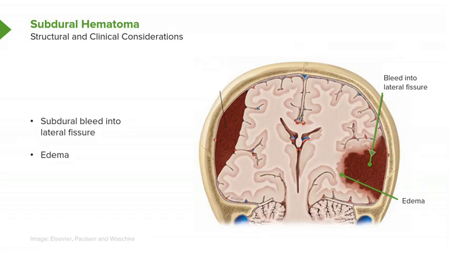Here we're looking at a subdural bleed into the lateral fissure, as mentioned before, and we can see here along the outer cortical area, we can see that this increased pressure of the subdural hematoma is starting to produce edema. This edema then is tissue swelling.